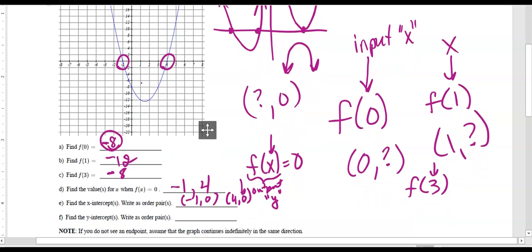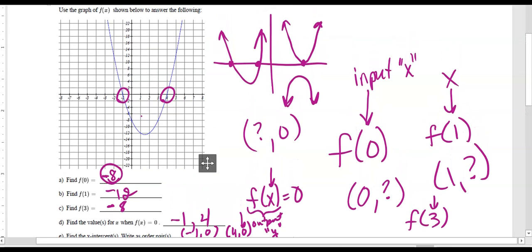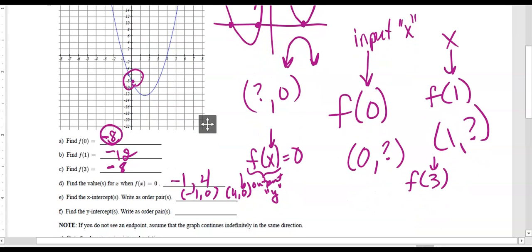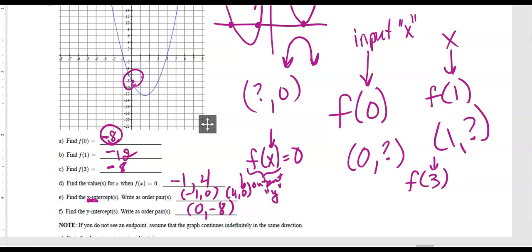Okay, the next question says, find the y-intercept. Well, for a parabola, we're only going to have one y-intercept always, and it's always going to be where it crosses the y-axis. So this will be my y-intercept. And my y-intercept always has an x equal to 0. So notice my x-intercepts have a y equal to 0, and my y-intercepts have an x equal to 0.